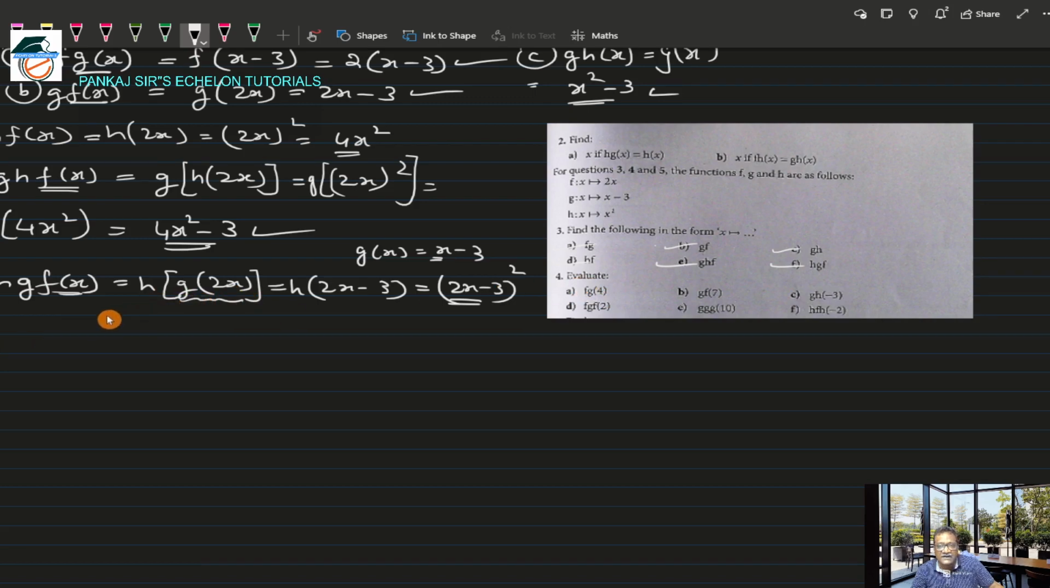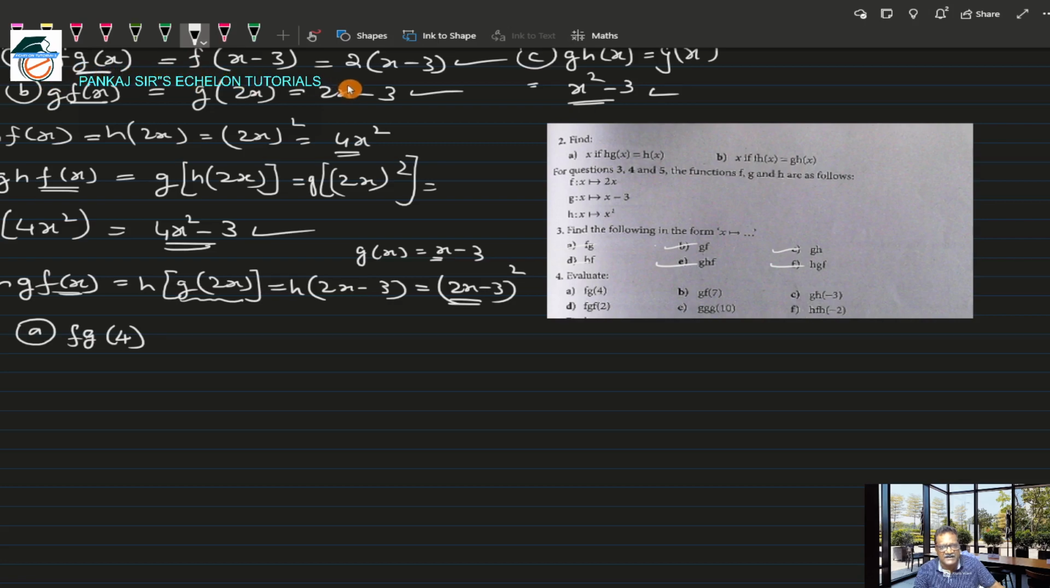Question number 4 is evaluate. So you have to evaluate. The A part of that is FG of 4. Now don't forget that for this question number 4 also, the functions F, G and H are the same. So FG of 4. So you can go to this question only. FG of X we had found out.